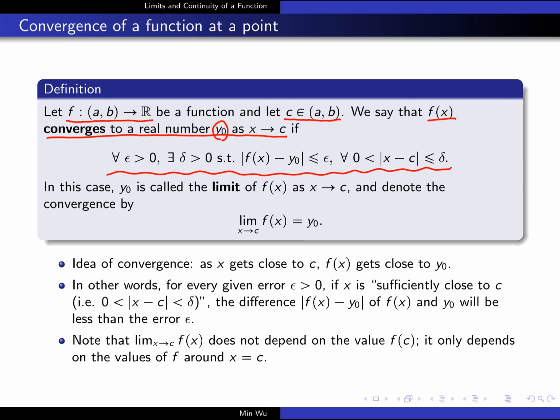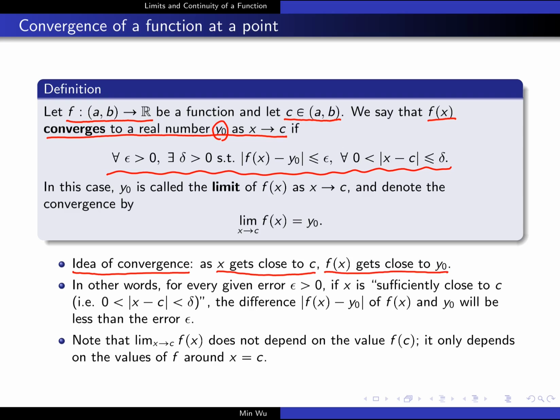And before looking at this logical statement, which is also similar to the convergence of sequences, let's first look at the idea of convergence. So here's the idea of convergence. Intuitively, the idea is that when x gets very close to the point c, then f(x) should get very close to y0, which is the limit, or the value that the function converges to.